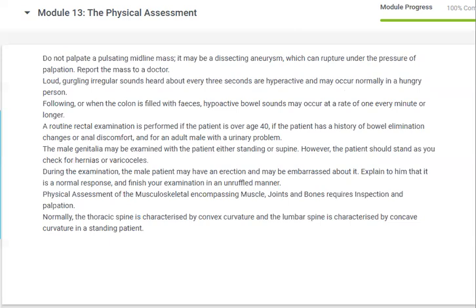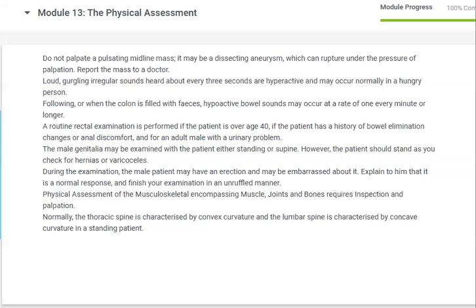Loud, gurgling irregular sounds heard about every 3 seconds are hyperactive and may occur normally in a hungry person. Following a meal, or when the colon is filled with feces, hypoactive bowel sounds may occur at a rate of 1 every minute or longer. A routine rectal examination is performed if the patient is over age 40, if the patient has a history of bowel elimination changes or anal discomfort, and for an adult male with a urinary problem.